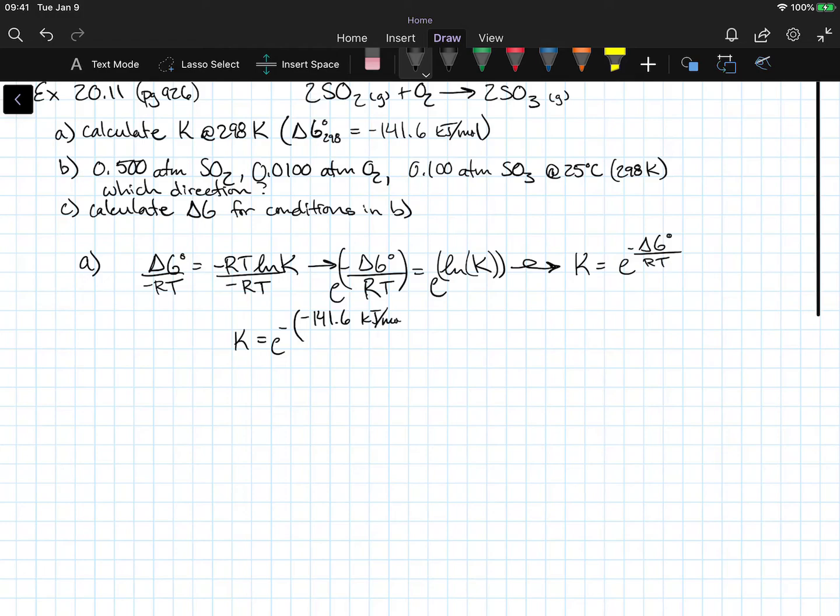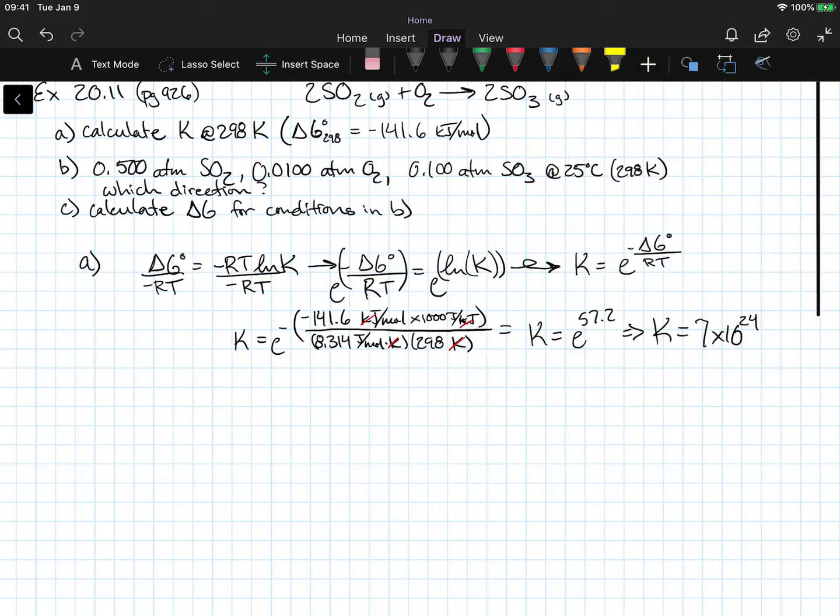141.6 kilojoules per mole. But we're going to have to change from kilojoules into joules because our gas constant R is in joules, so we're going to multiply this by 1,000 joules per kilojoule. And so that'll cancel out kilojoules. And this all gets divided by RT. So R is 8.314 joules per mole Kelvin, and T is 298 Kelvin. So our Kelvin terms cancel out, and we'll just have joules per mole over joules per mole. K will end up being unitless, as it should be. And so K, once we crunch all the numbers, is equal to e to the 57.2, which again, K is simply equal to 7 times 10 to the 24th.